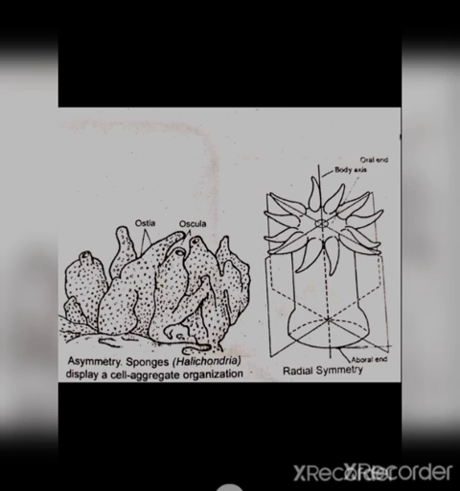Here is the aboral end, and on the upper side where the mouth is present is the oral end. A plane passing through the central oral and aboral axis divides the animal into mirror images, which is radial symmetry, and the animals showing radial symmetry are called radially symmetrical animals, while the sponge doesn't show any symmetry, so sponges are asymmetrical animals.